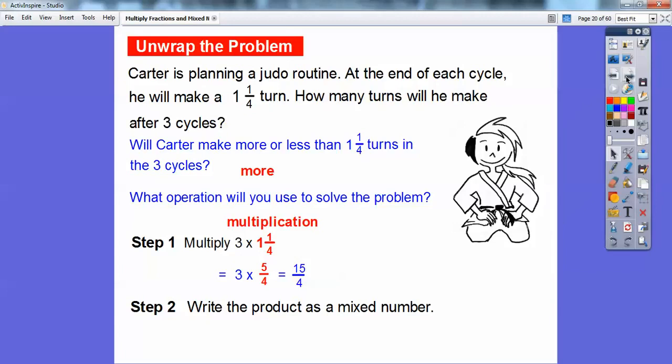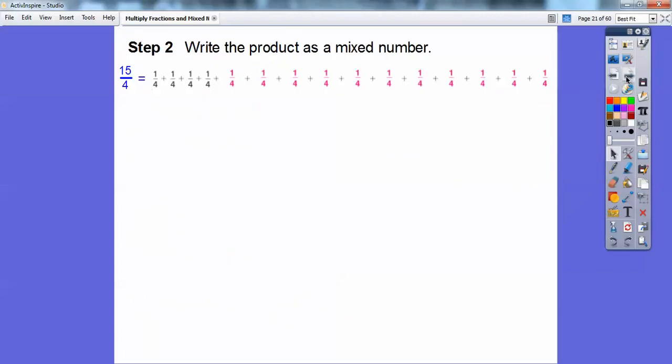Now let's write that as a mixed number again. So I'm going to change 15/4 to, here's the long way to do it, you guys. Here's my 15 one-fourths when I add them all together. So 4 of them, these ones in black right here, here's 4 of them. This equals 1, and then 4 more is going to equal another 1.